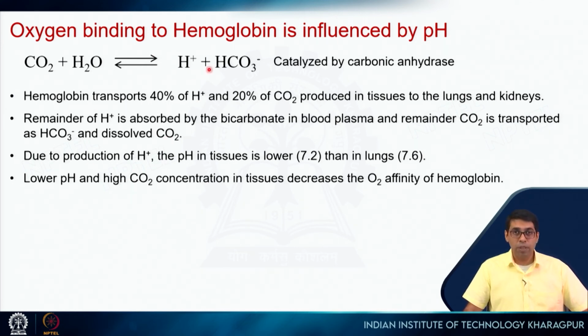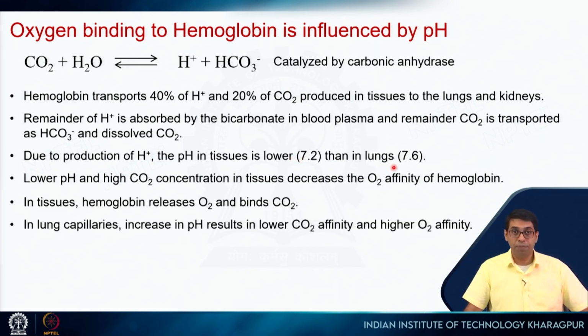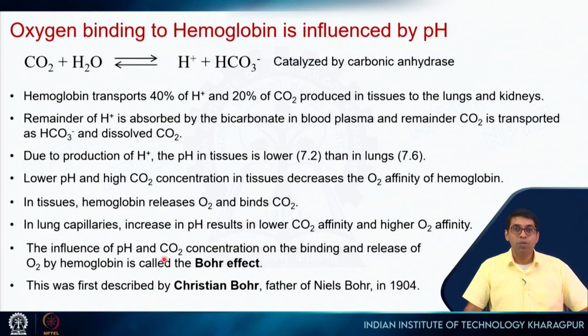Now, because of this production of hydrogen ions, the pH in the tissues is actually lower than that in the lungs, 7.2 versus 7.6. And it turns out that this lower pH and high concentration of carbon dioxide decreases the oxygen affinity of hemoglobin in the tissues compared to that in the lungs. That is what I am saying here. This influence of pH and carbon dioxide on hemoglobin binding to oxygen is called the Bohr effect.